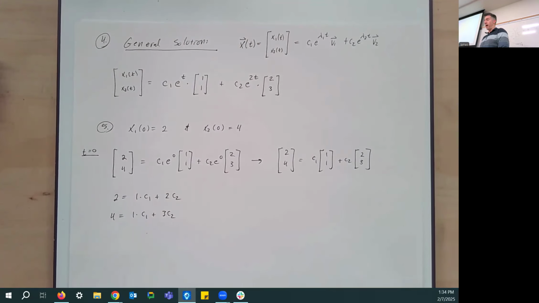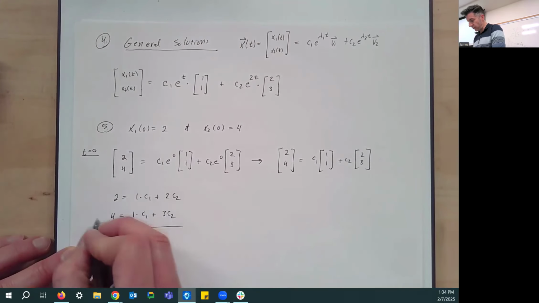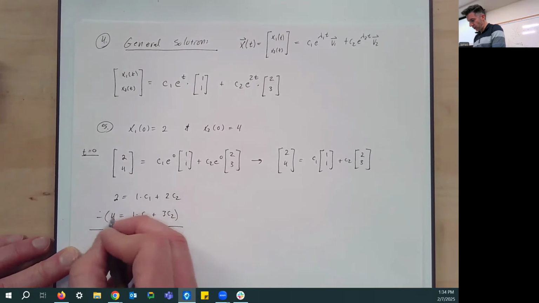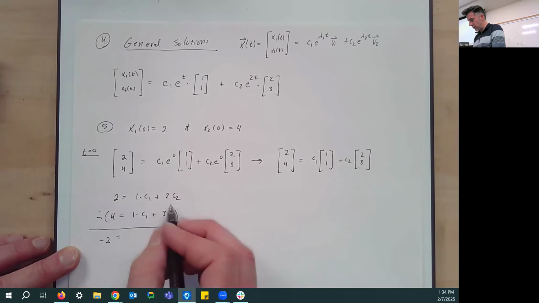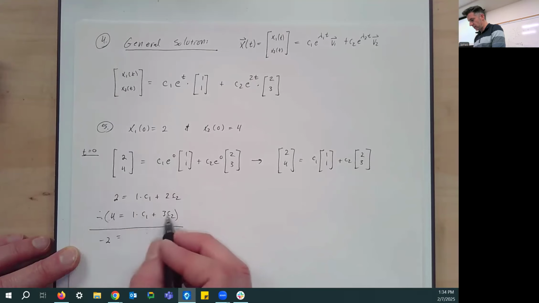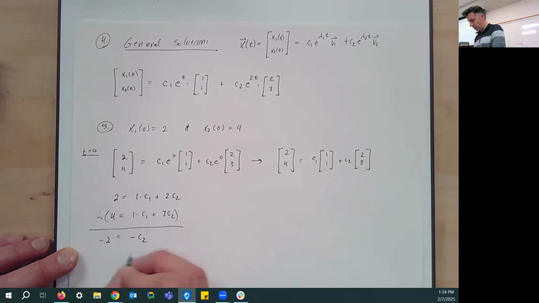And then I see that if you subtract the second equation from the first equation, the c1s will cancel. So if we subtract that, 2 minus 4 is -2. c1 minus c1 is 0 c1. And 2c2 minus 3c2 is -c2. So it looks like c2 is equal to 2.